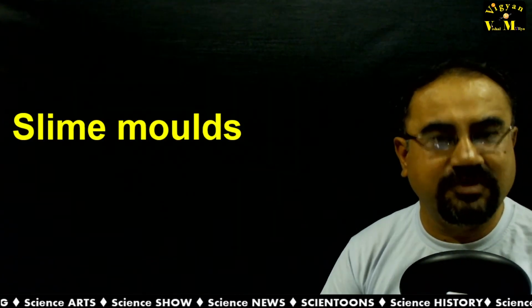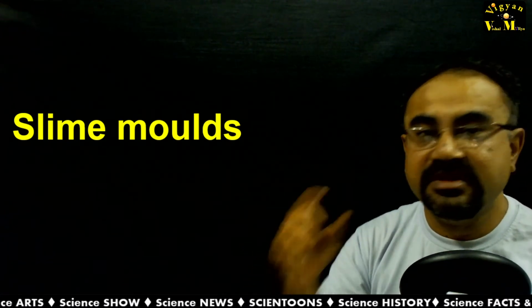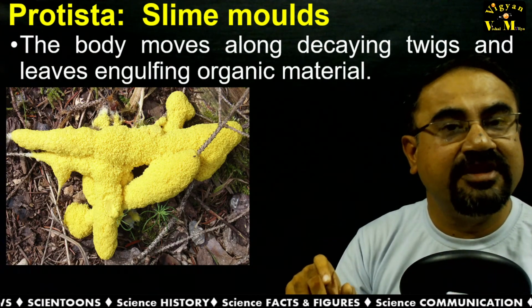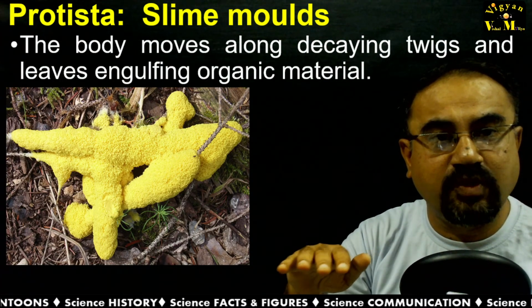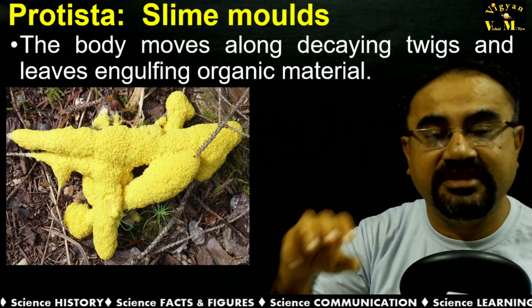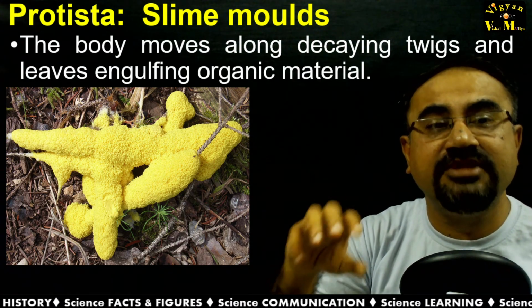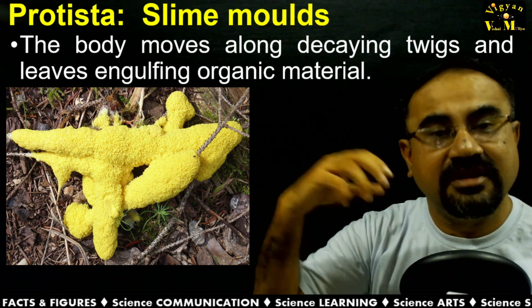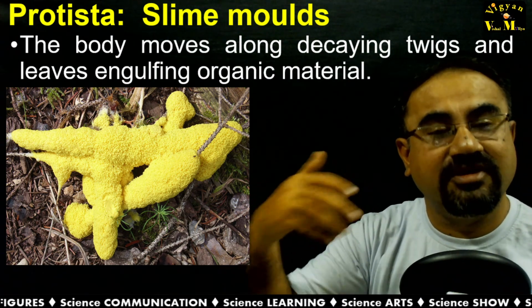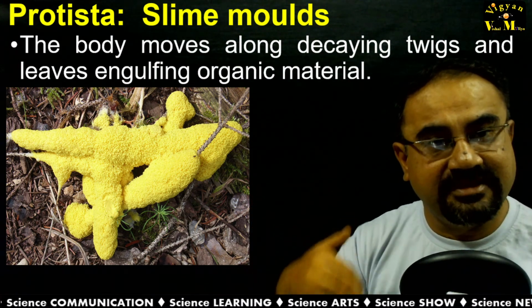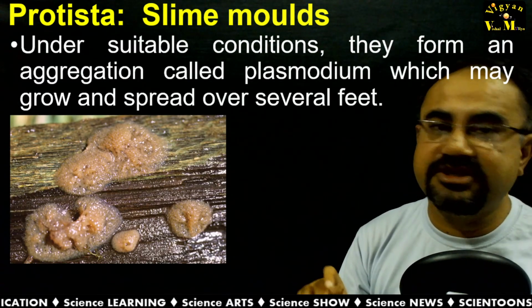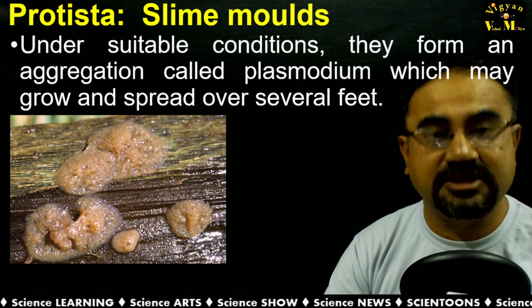Next we are moving to slime mold. They are saprophytic Protista members and their body moves along with the decaying twig, and they engulf the leaves or the organic material. They move on the organic material, continuously taking it as nourishment. Under suitable conditions, they form an aggregation called plasmodium.